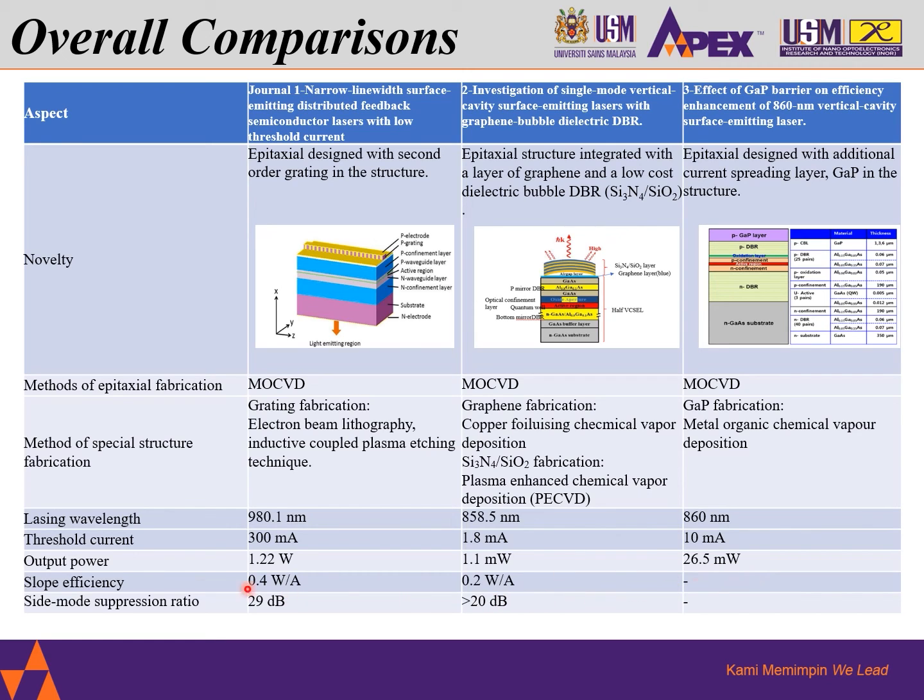As for the slope efficiency, the first journal is 0.4 watt per ampere, second journal 0.2 watt per ampere, third journal never reported this slope efficiency. Side mode suppression ratio for the first journal is 29 dB, and for the second journal is more than 20 dB. The third journal also never reported this side mode suppression ratio.